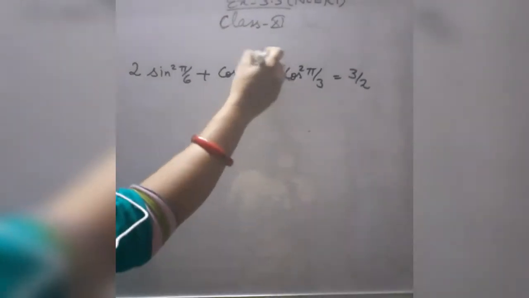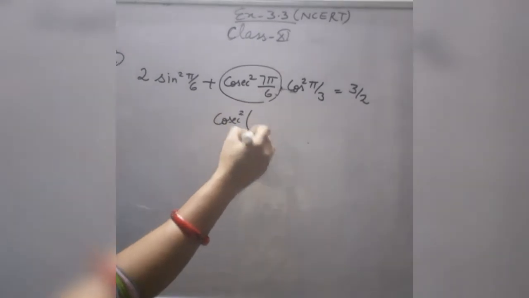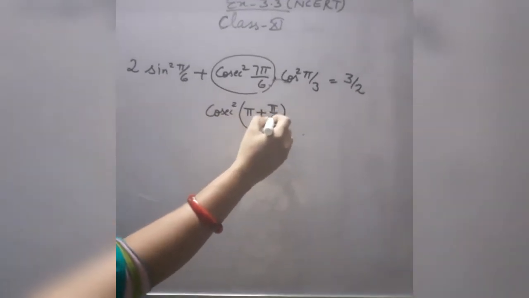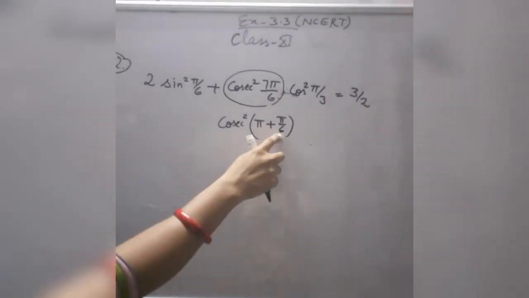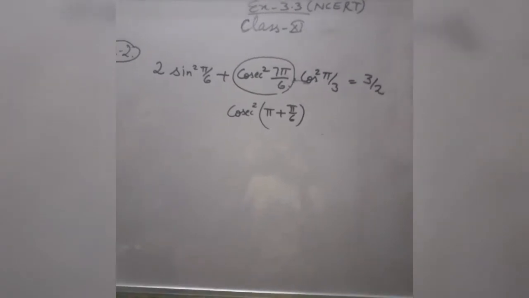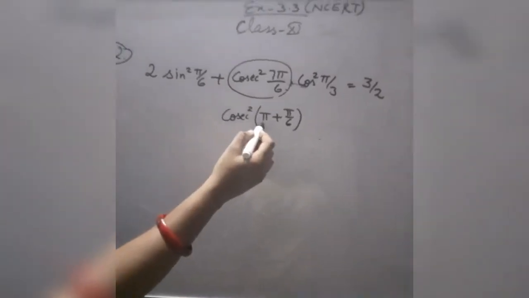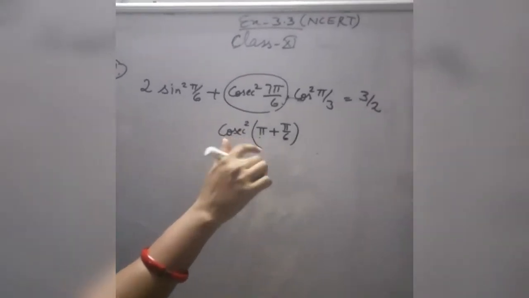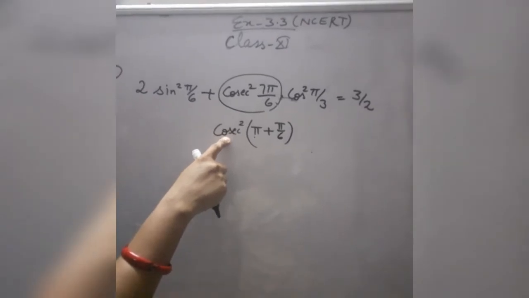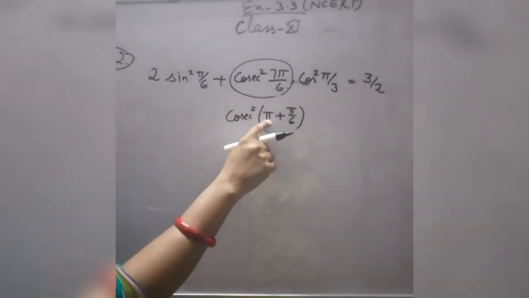Now see this term. In this term cosecant square 7 pi by 6 can be written as pi plus pi by 6, because when you take LCM of these two terms again it gives you 7 pi by 6. So 7 pi by 6 can be written as pi plus pi by 6. Pi means 180. In yesterday's video I told you in case of 180 and 360 trigonometric ratio will remain as it is. In case of 90 and 270 you will change. But here 180 is given to you.